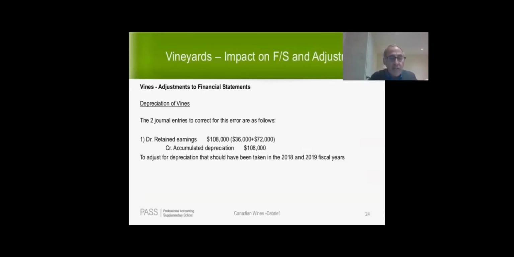In 2018, they should have taken $36,000 of depreciation, as we saw in a previous slide. In 2019, $72,000. So by the end of 2019, they should have taken $108,000 of accumulated depreciation that they didn't take, right? So to correct for the prior years, the entry would be debit retained earnings, $108,000, and credit accumulated depreciation, $108,000. And this is to adjust for the depreciation that was not taken in 2018 or 2019.